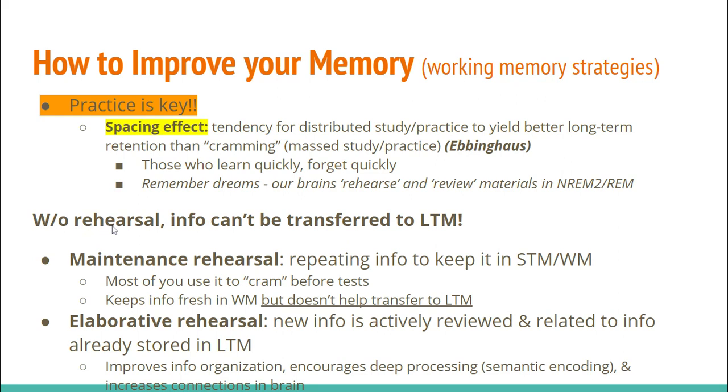Right? It reinforces our long-term memory. So we've got to rehearse. We have to rehearse that information. Otherwise, it doesn't ever truly go into our long-term memory. So there are different types of rehearsal: maintenance and elaborative. Maintenance rehearsal is the very basic level. This is like you're cramming. It's repeating something to yourself. It helps hold something in our memory, but it's not going to keep it there. Whereas elaborative is new information that's actively viewed and related to info already stored in our long-term memory. This improves our organization, encourages our deep processing, and increases our connections in the brain.